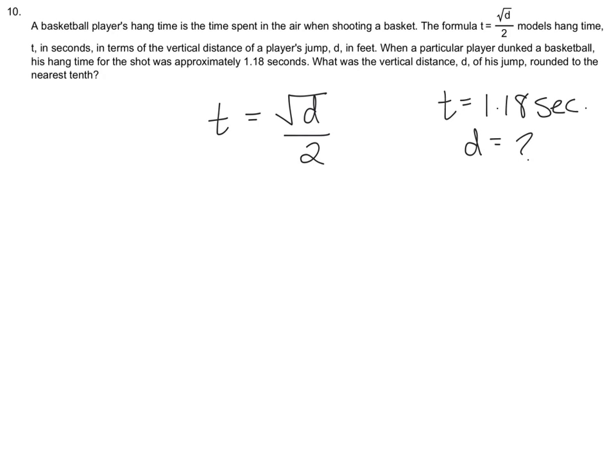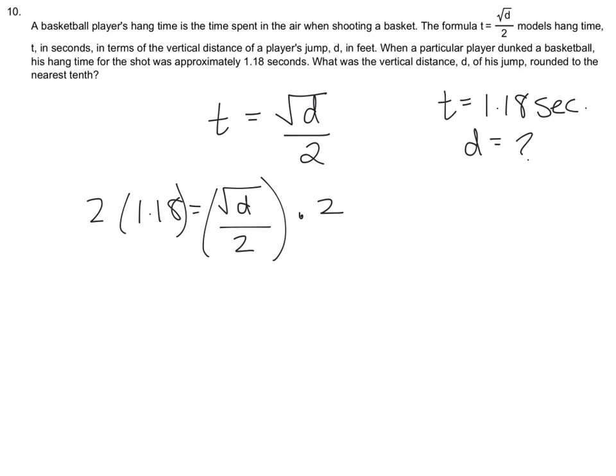Here we're given a formula, which is T equals the square root of D over 2. T is the player's hang time, which is given as 1.18 seconds. And we're asked to solve for D, which is the vertical distance. In order to solve, we're going to substitute 1.18 in for T, and we get 1.18 equals the square root of D over 2. I want to get rid of the denominator of 2. To do that, we'll multiply both sides by 2.